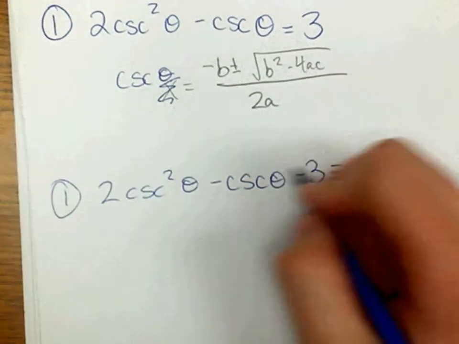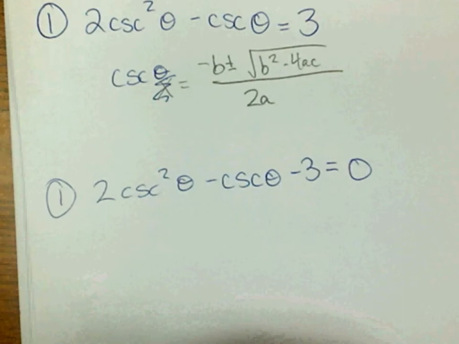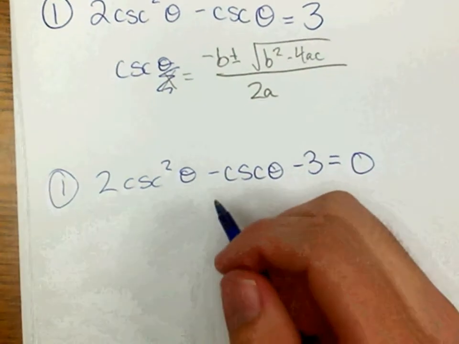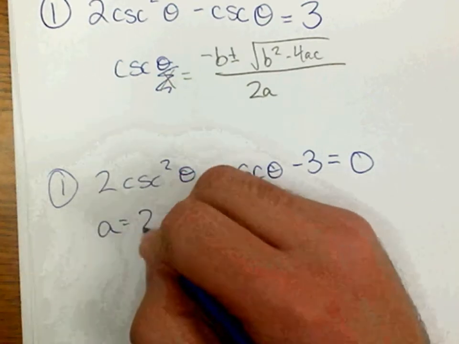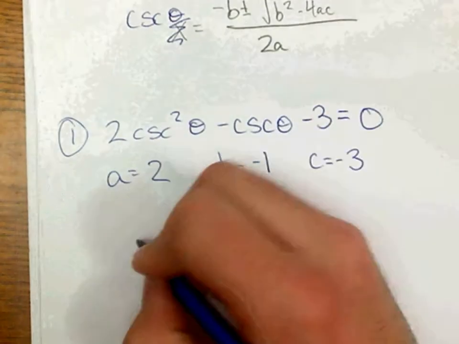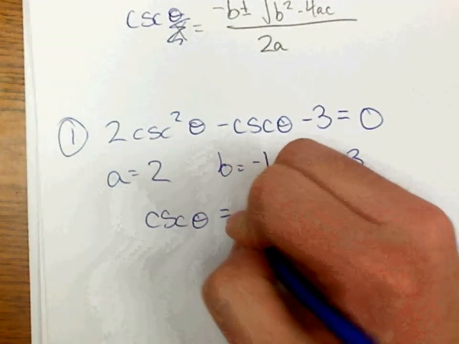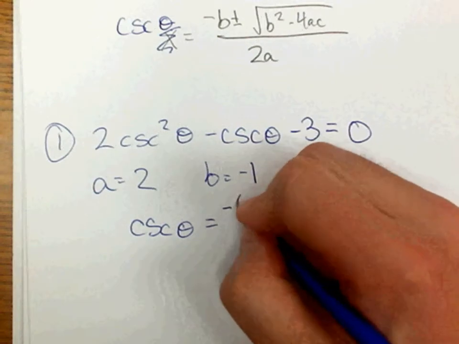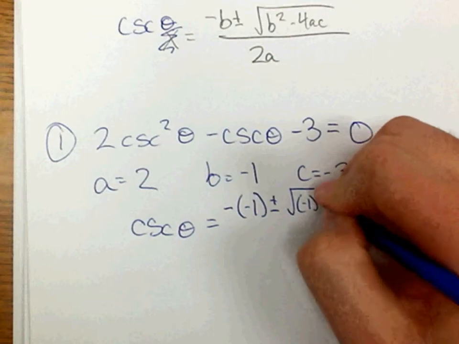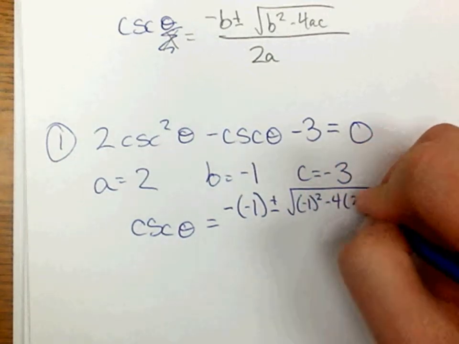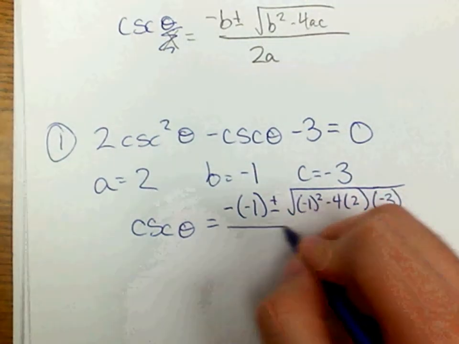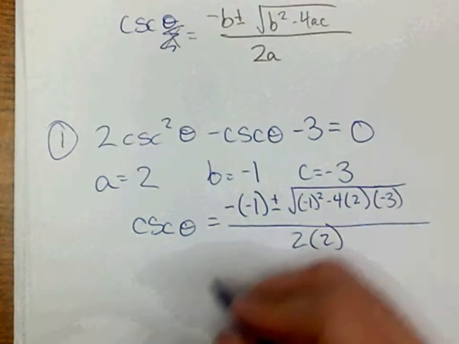And now we can check for a GCF. This one doesn't have one, but it's a good idea to check for a GCF up front for all your quadratic formula problems. We're going to say a equals 2, b equals negative 1, and c equals negative 3. And then cosecant theta will equal negative b, which is negative 1, plus or minus the square root of b squared minus 4ac, which is 4, 2, and negative 3, all over 2a, or 2 times 2 in this case.